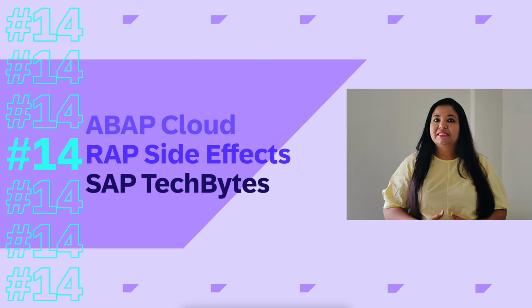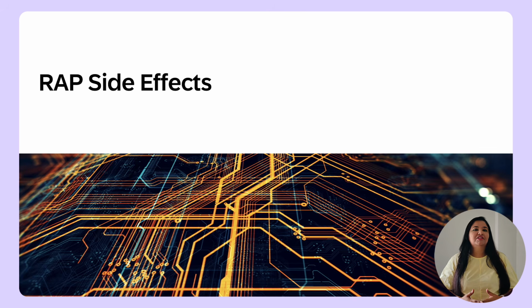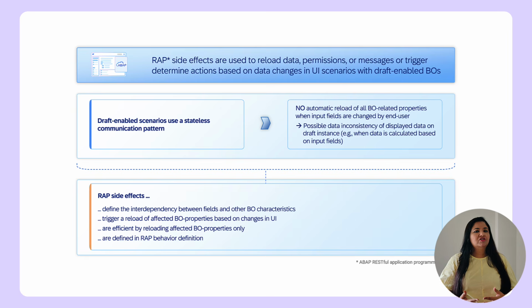Today's topic is RAP side effects. In RAP applications, users often edit data in draft-enabled areas. When one field changes, other fields, messages, or permissions may also need to change. However, RAP follows a stateless communication pattern, so the UI does not automatically reload everything after every user input. This can lead to outdated or inconsistent information being displayed. RAP side effects solve this problem by telling the UI exactly what needs to be refreshed when specific data changes.